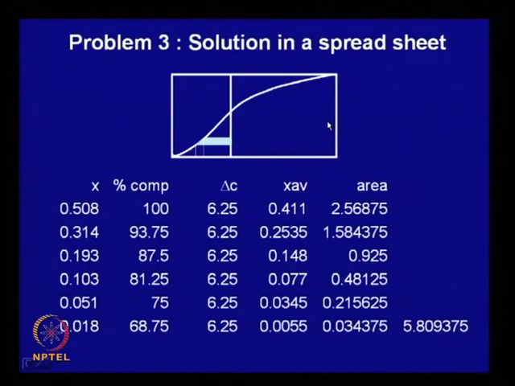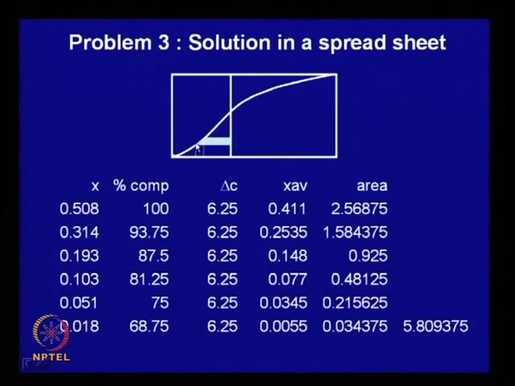And this solution can very easily be done in a spreadsheet, which is shown here. Suppose this is the concentration profile, and this is the Matano interface. Now, take a small element here. Let us say this is a concentration, say C1 here, C2 here, and this difference is very small. In that case you can approximate the area of this by multiplying this delta c with the average value of the distance.